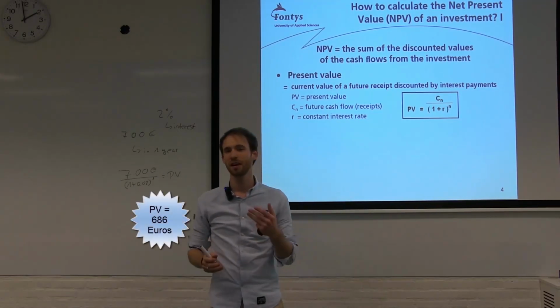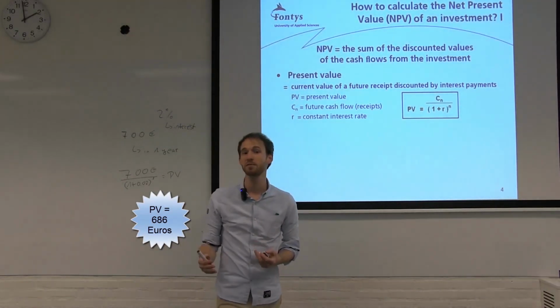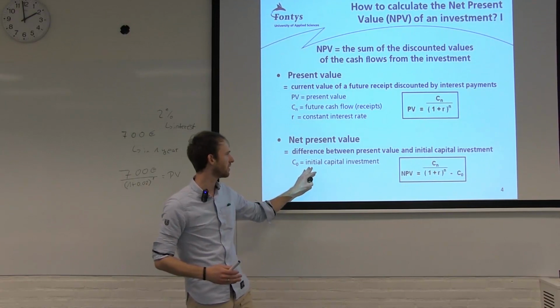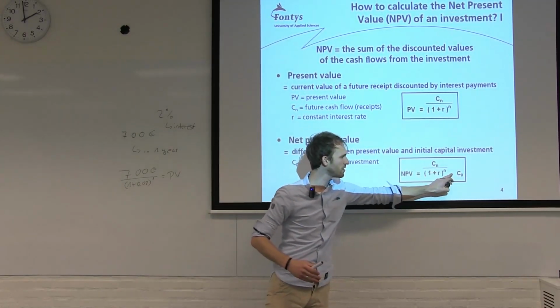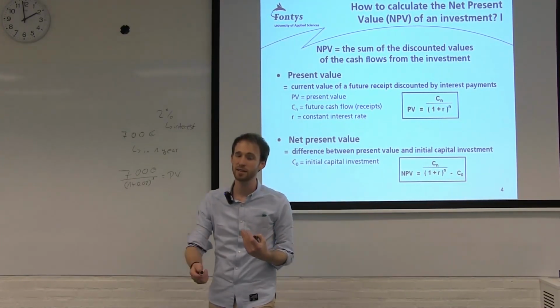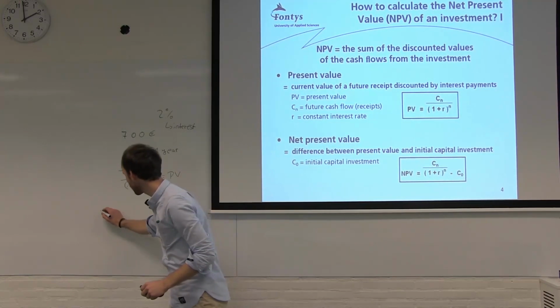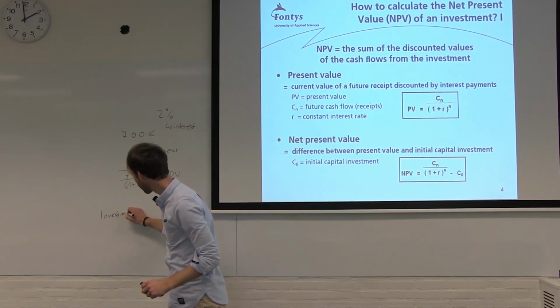So now we know how to calculate the present value, but we still have to find out how to calculate the net present value. And this is very simple, and the formula is also very similar. So you can see this here actually stays the same. The only difference is that we have to subtract what we initially invested into the project. So let's say I initially invested 500 euro into the project.